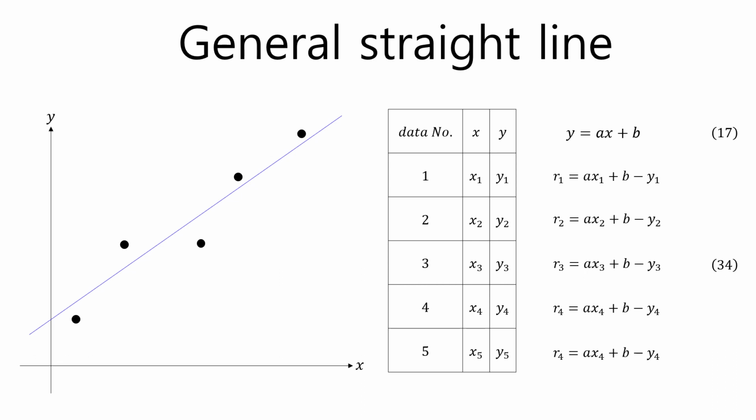This time, when the system function is a linear function and does not pass through the origin, we will find the coefficients a and b using the least squares regression. As before, let us consider the case where there are 5 measurement data. If you formulate a residual expression by substituting each data into the system equation 17, it can be expressed in 5 equations, as shown in equation 34.